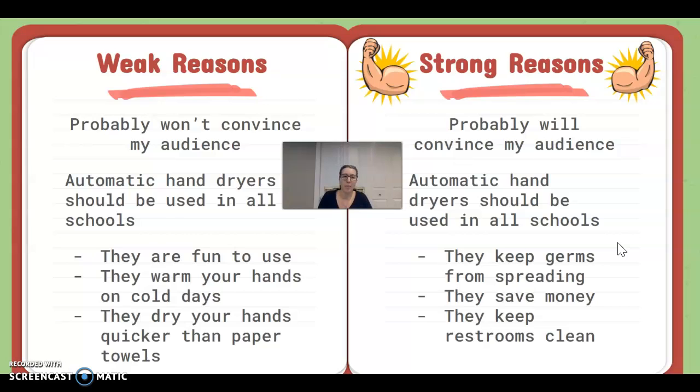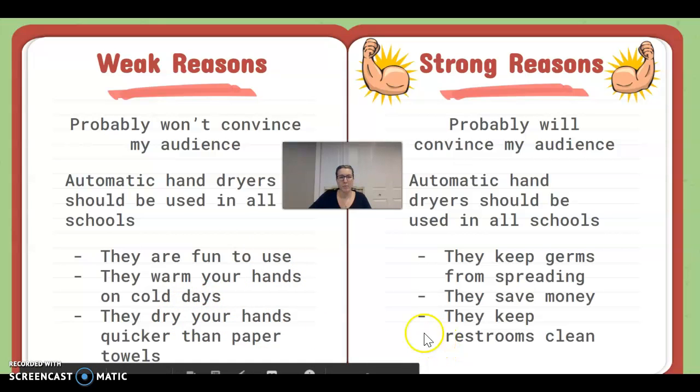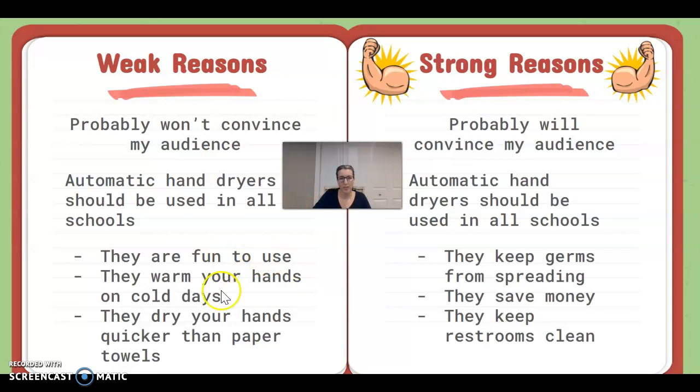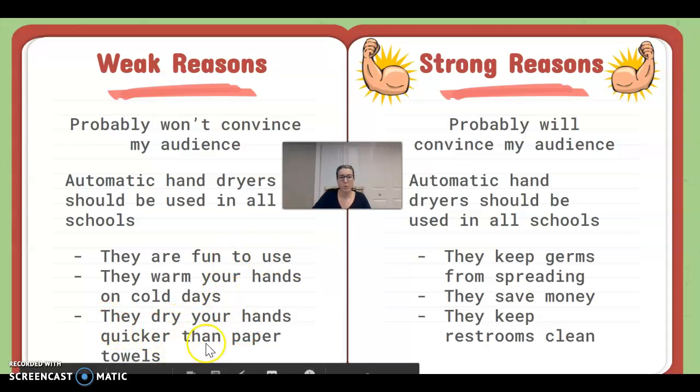Let's think back to the automatic hand dryers that we read about yesterday. So automatic hand dryers should be used in all schools. Well, some weak reasons would be they're fun to use. Can you necessarily prove that? No, not really. Another weak reason would be they warm your hands on cold days. Can you prove that? Well, maybe, but how many cold days are there in a year? Do you think that really is important to your reader? They dry your hands quicker than paper towels. Also, not necessarily a very important feature, and how can you really prove that?